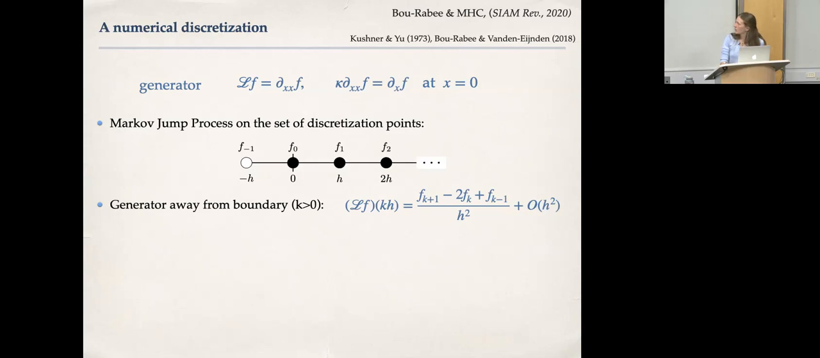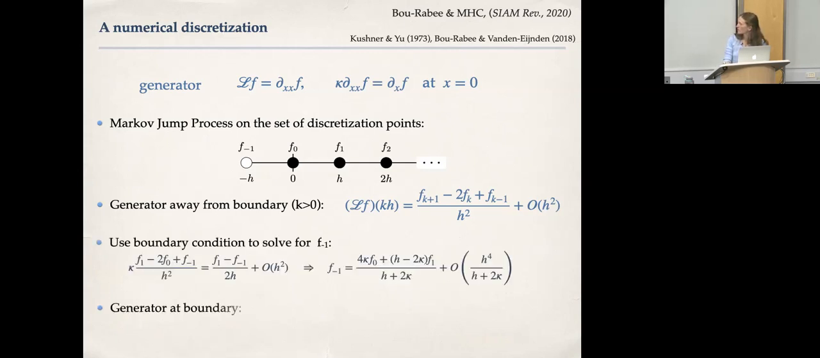If we're at 0, then this formula would tell us we need to know f at minus 1, but we don't know f at minus 1. So we turn to the boundary condition: we discretize the boundary condition and use that to solve for f at minus 1. And so then we get a discretization of the generator at 0.